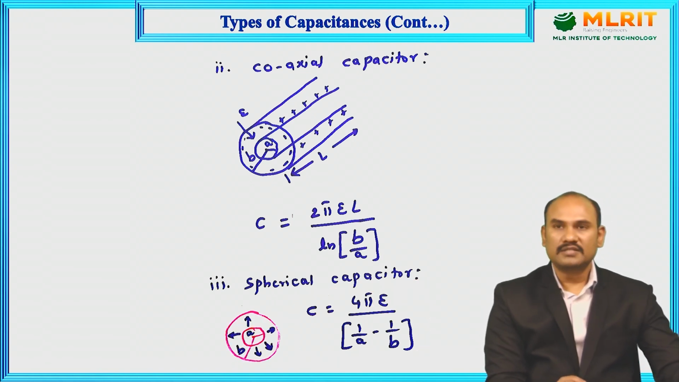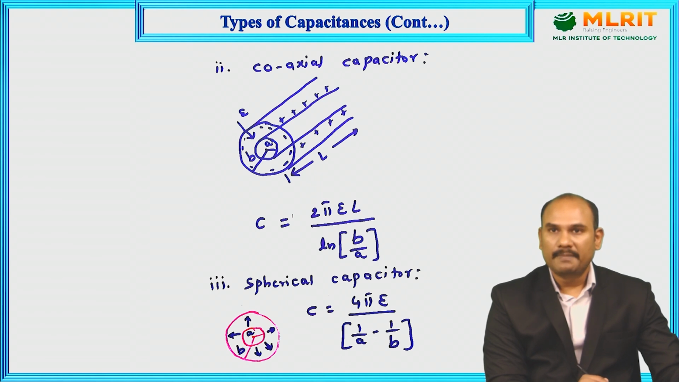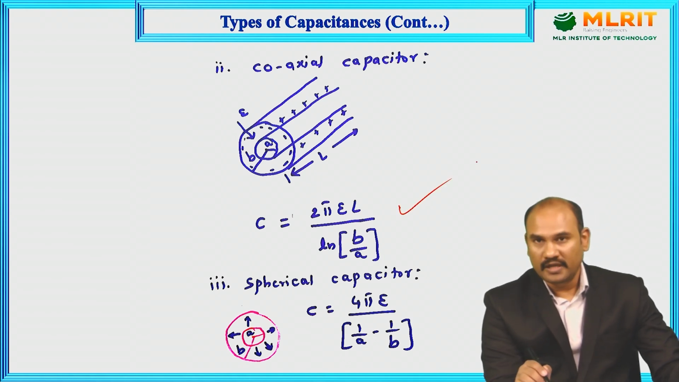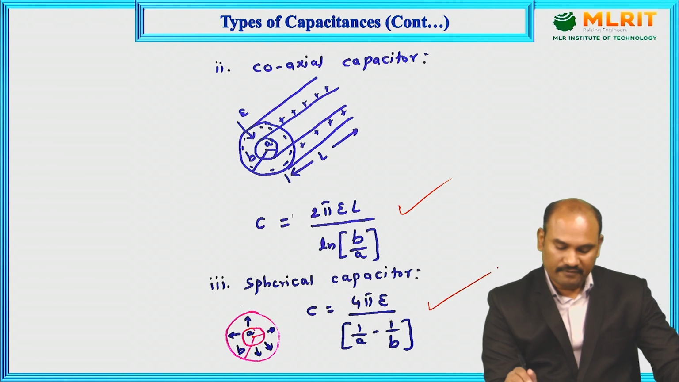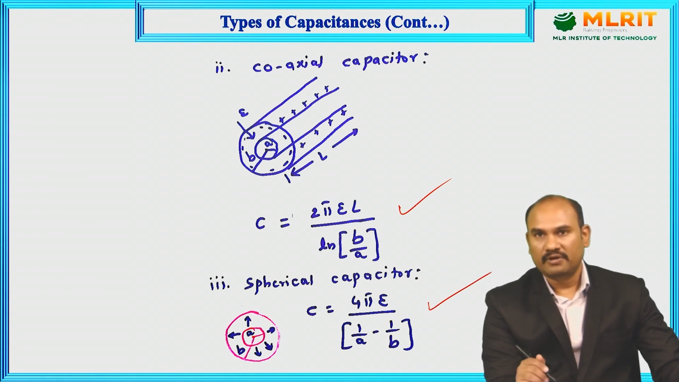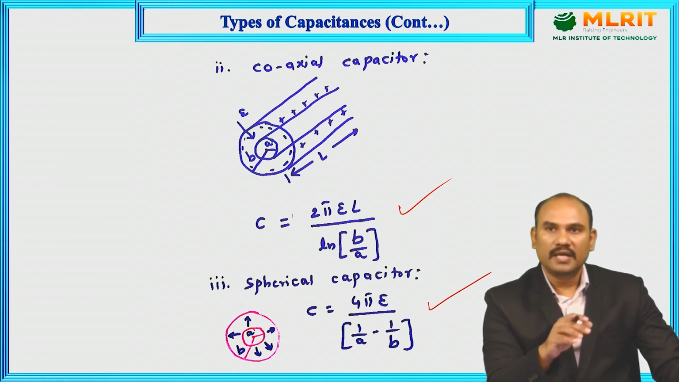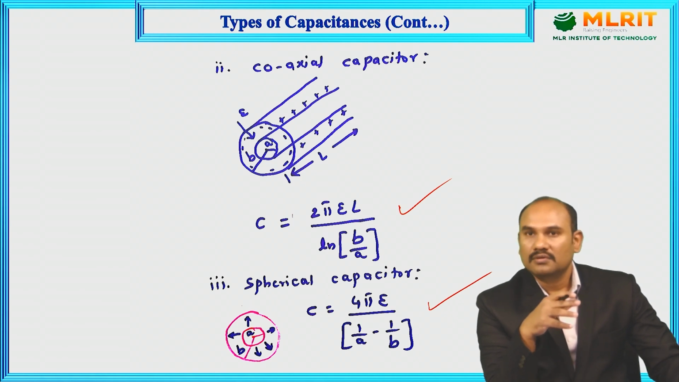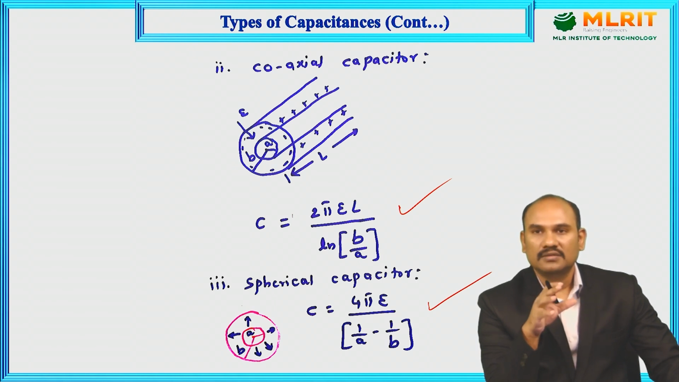Let us try to understand how you calculate these capacitances. For coaxial I have said 2 pi epsilon L by log B by A. For spherical I have taken 4 pi epsilon by 1 by A minus 1 by B. So let us take one capacitor and try to deduce the expression, how we actually calculate the capacitance of a particular capacitor.